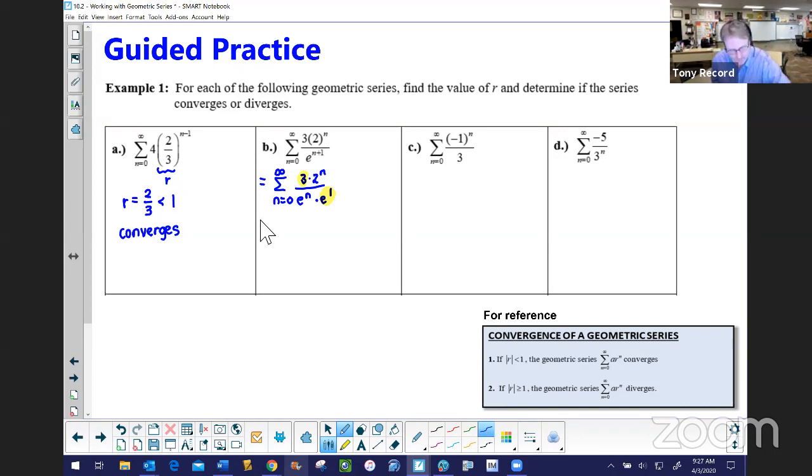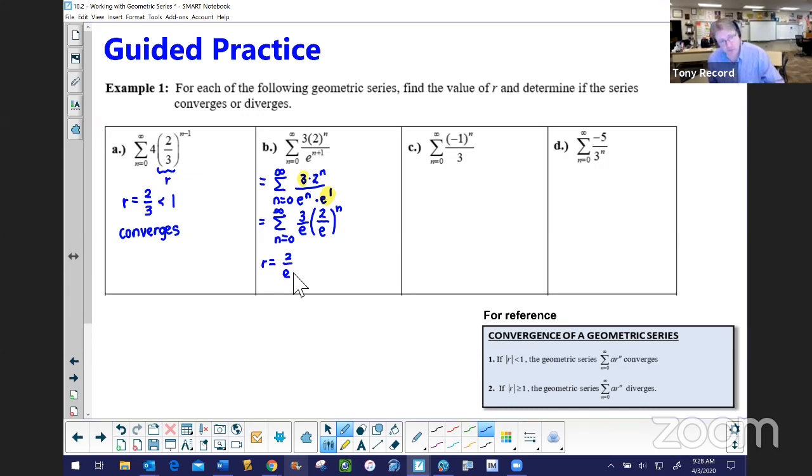So I could rewrite this one more time, right? I could rewrite this where I extract the 3/e in front. So it's sort of playing the same role that the 4 played in part A. And then the 2 raised to the n over the e to the n could very cleverly be written as 2 divided by e, all raised to the n power. Now I've got a very recognizable R value in this problem, where the R is equal to 2/e. And because it's positive, I don't have to worry so much. The absolute value is not going to change that.